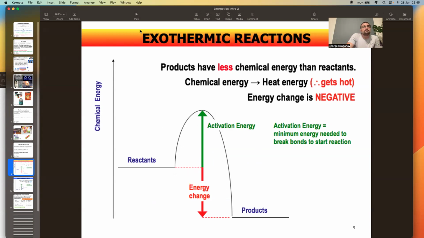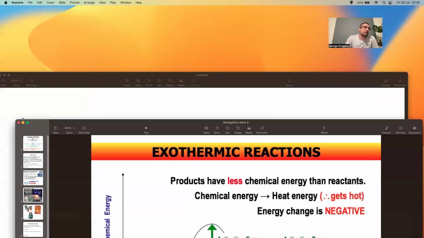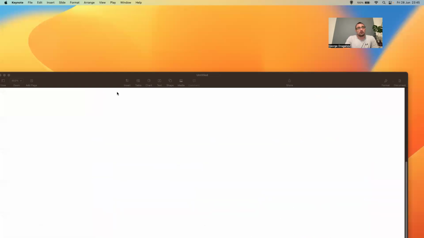Okay, now the last part of this topic that is both in AQA and in Edexcel would be the bond energy calculations, which I'm going to go over next. So in order to do a bond energy calculation, I'm going to load up a worksheet right here for you, and we're going to go through some examples.